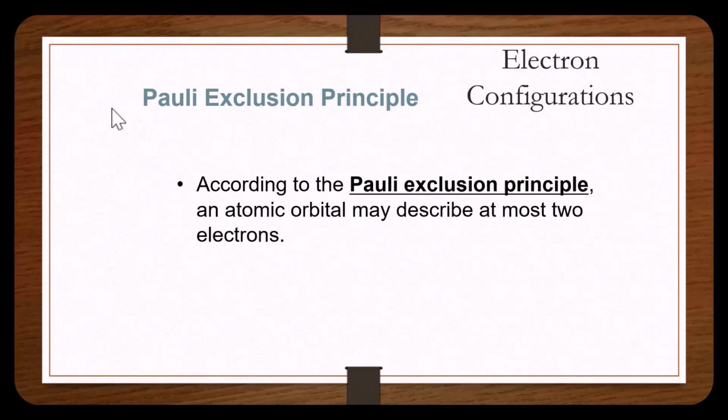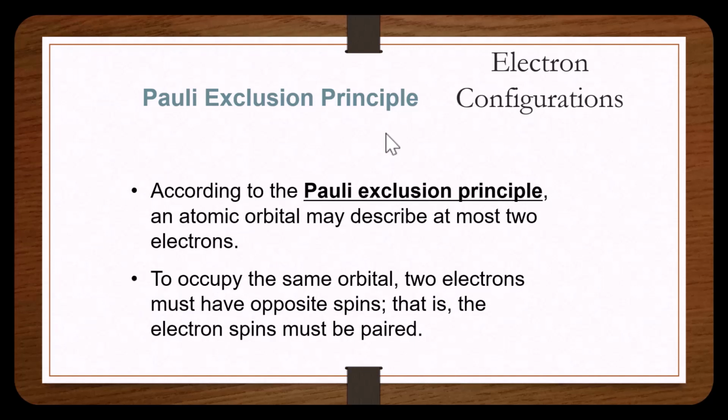Another rule is the Pauli exclusion principle. According to the Pauli exclusion principle, an atomic orbital may describe at most 2 electrons. So using the Bohr model again, if this was an orbital, at most 2 electrons could occupy this orbital, so there could not be 3. And using the box from the Aufbau diagram, we had 1s, here was the box. The most we could put in this box, this orbital, would be 2, couldn't put 3.